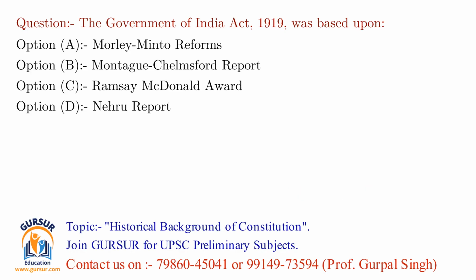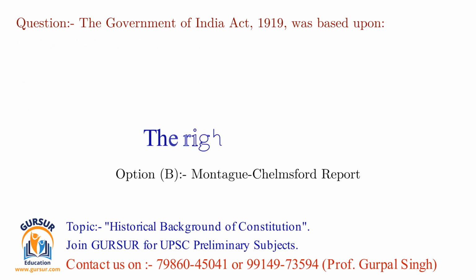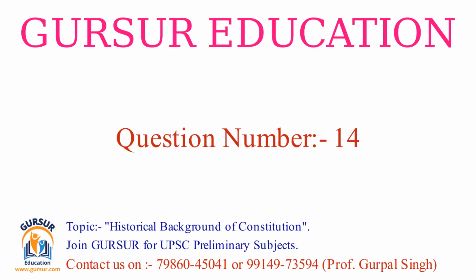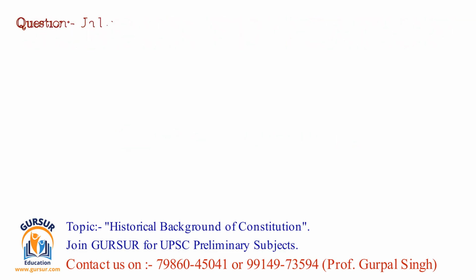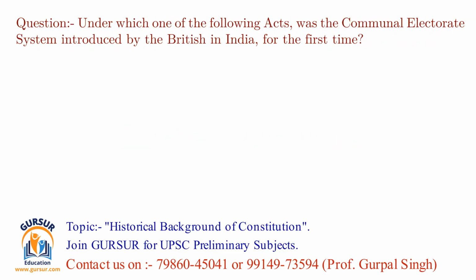So the right answer of this question is option B, and that is Montague-Chelmsford report. So now we move next. The question number 14 is: under which of the following acts was the communal electorate system introduced by the British in India for the first time?